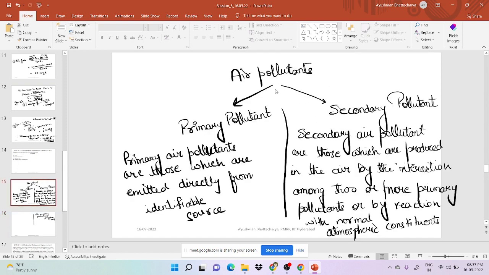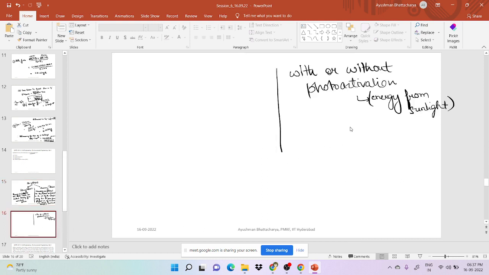So air pollutants are basically divided into two: primary pollutants and secondary pollutants. Primary pollutants are those which are emitted directly from identifiable sources. However, secondary air pollutants are those which are produced in the air by the interaction among two or more primary pollutants, or by reaction with normal atmospheric constituents, with or without photoactivation. Okay. Now, what are the examples of primary pollutants and secondary pollutants?